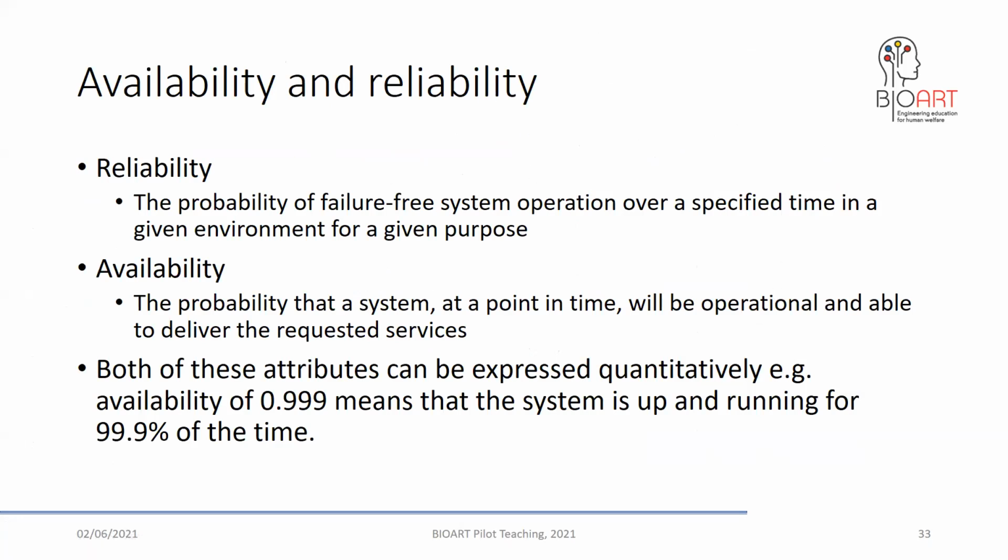Availability and reliability. Reliability is the probability of failure-free system operation over a specified time in a given environment for a given purpose. Availability is the probability that system at a point in time will be operational and able to deliver the requested services. Both of these attributes can be expressed quantitatively, and availability of 0.99 means that system is up and running for 99% of time.